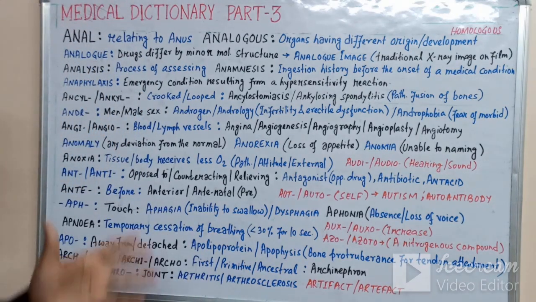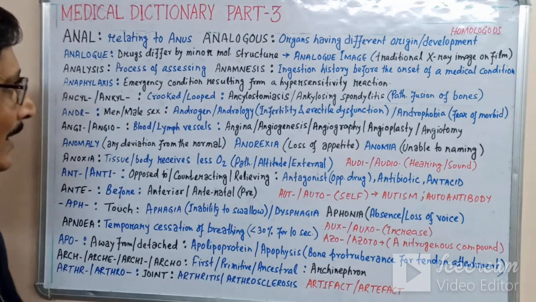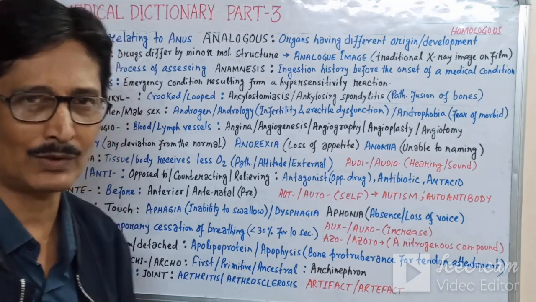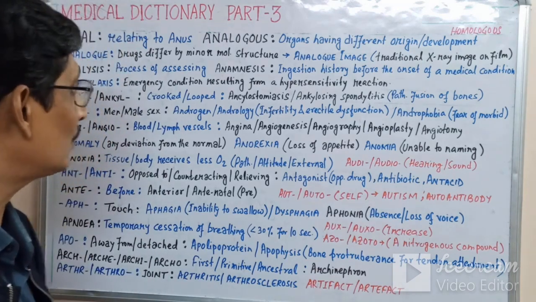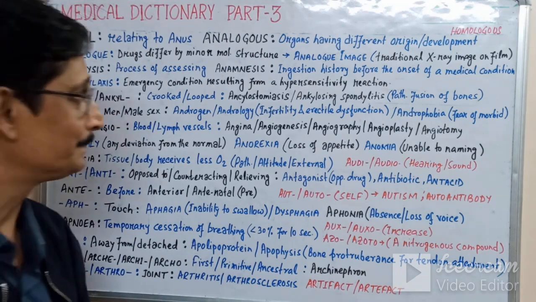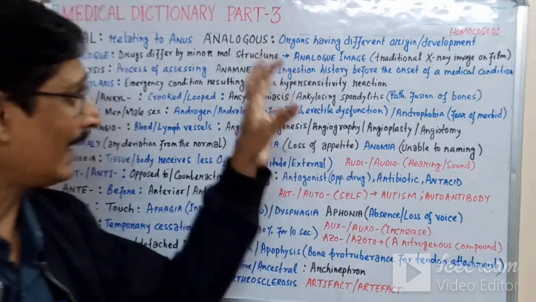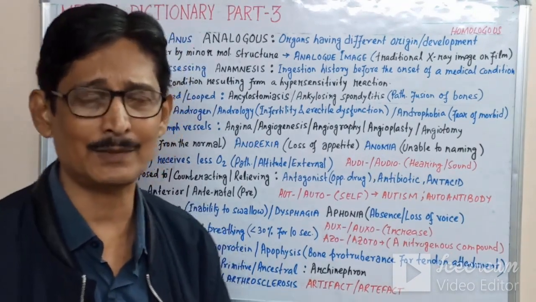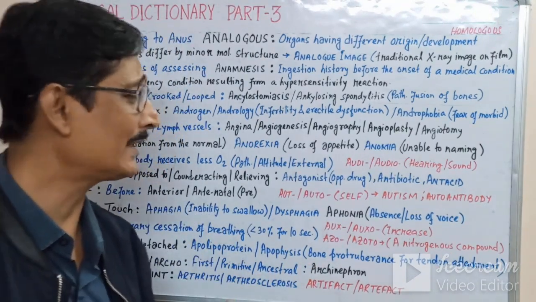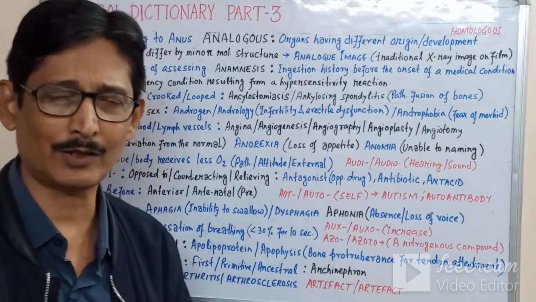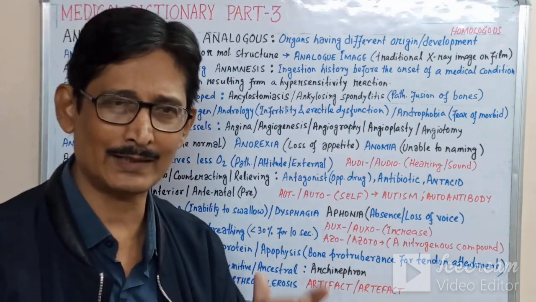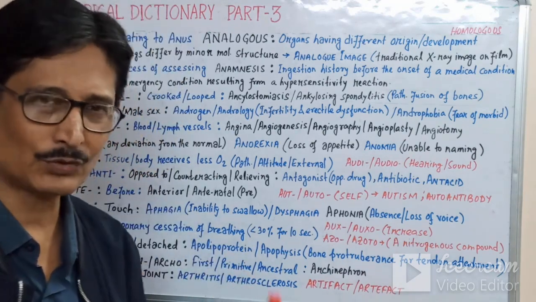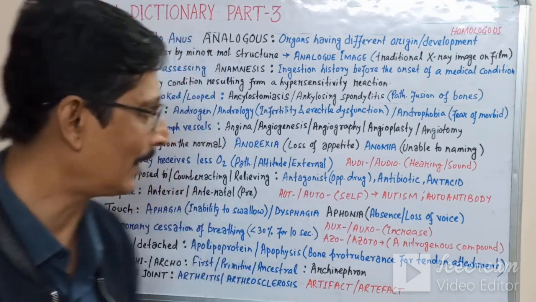Analog refers to drugs that differ by minor molecular structure. If two drugs differ by a very simple, very basic molecular structure, this is called an analog, analog drugs. An analog image is the traditional X-ray image on a film, or the analog meter. You must be aware of that in your motorcycle or car, whether there is an analog meter or a digital meter. So digital is the opposite word of analog.